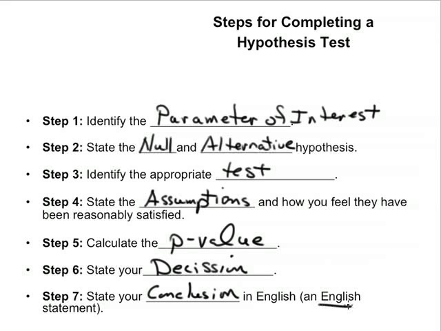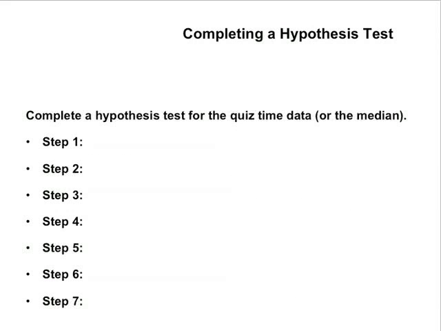In English, that's some type of English statement that confirms that you do have enough evidence to suggest whatever it is that your research hypothesis was stating, or you don't have enough evidence to suggest that. Okay, now looking at that data, let's start off and complete a hypothesis test specifically for the median. So the very first step is we want to identify the population parameter, which if we're talking about the median, in this case, is theta. That's the median.